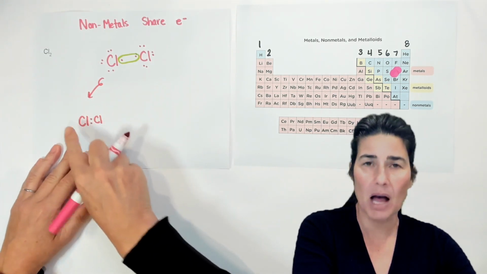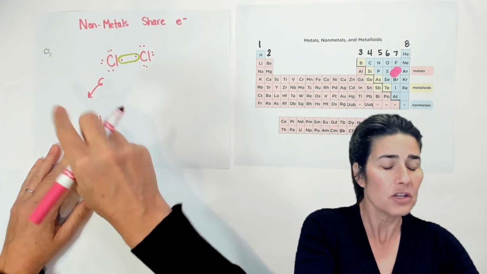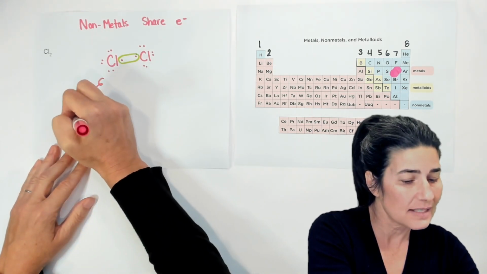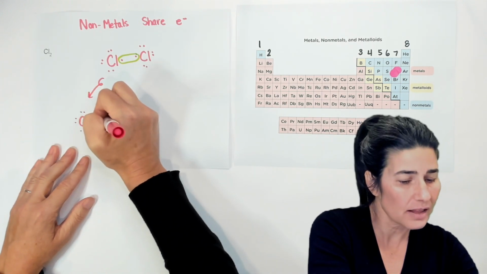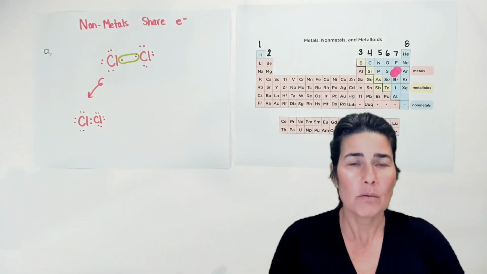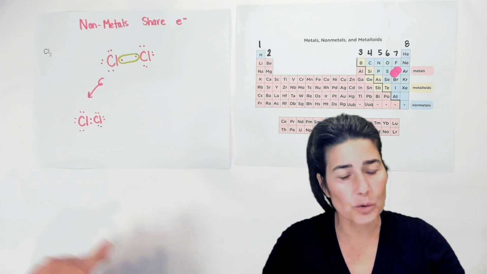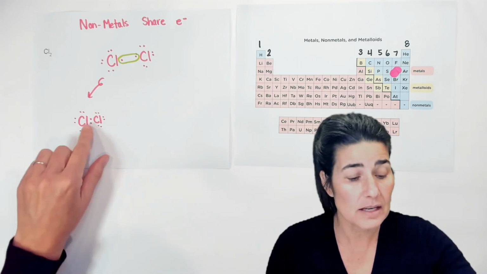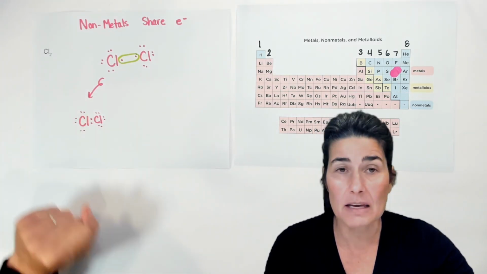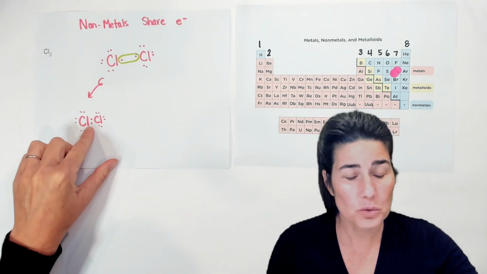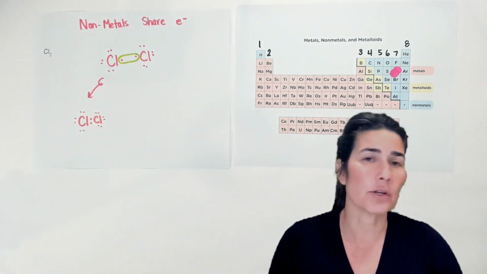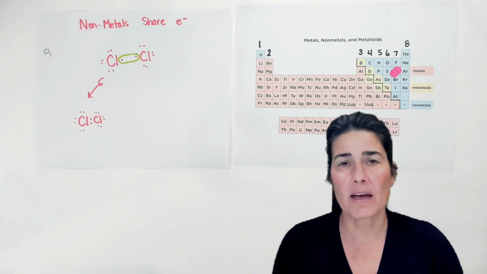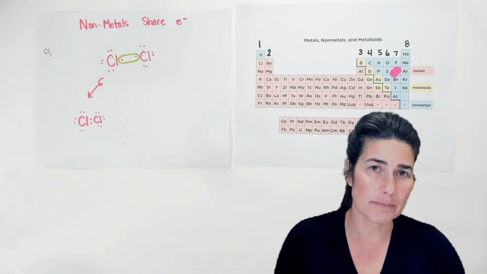Remember, think of a box around each element. So we've got each chlorine, then they still have these other electrons on the outside. Well, in this case, each chlorine will have 8 around it. 2, 4, 6, 8 for the chlorine on the left, 2 in the middle, 4, 6, 8 for the chlorine on the right. Both of them have completed their octet.